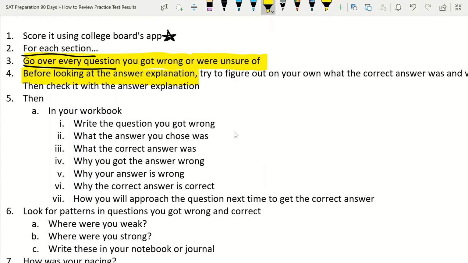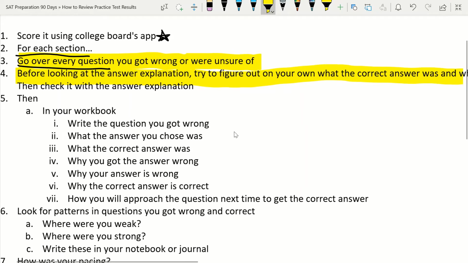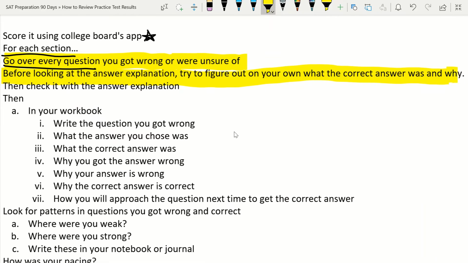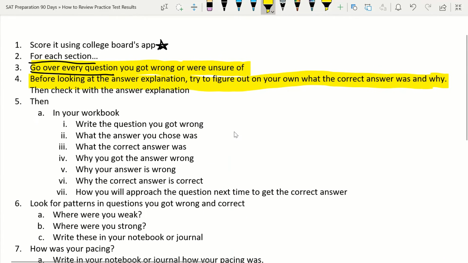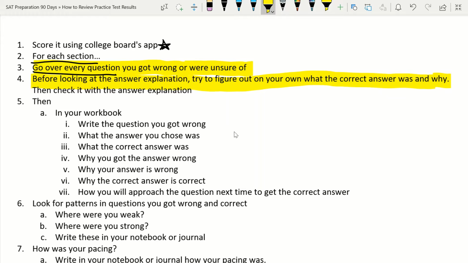Well, we do this because if we know we got a question wrong and then we go back and try to figure out on our own what the correct answer was and why, we're more likely to remember how to get there, right? Because we got there already on our own without help. So by doing this, we're going to end up remembering more and improving more, because we're going to remember how we can get to the right answer on something we previously were getting wrong. So it's really going to help you build that muscle memory in your brain, and the brain is a muscle, of really understanding how you can get to that correct answer, right?